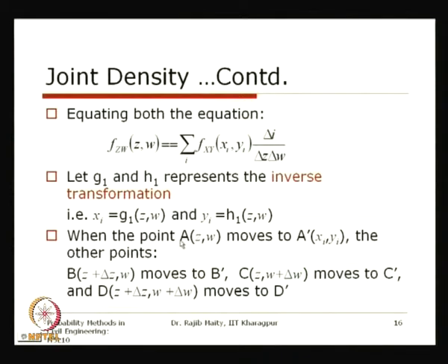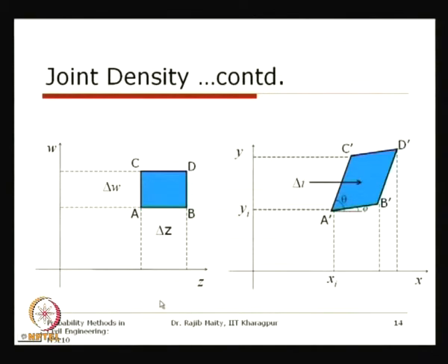When the point A (z, w) moves to this A prime (xi, yi), the other points move as well: B (z plus delta z, w) moves to B prime, and C (z, w plus delta w) moves to C prime, and D. I think it will be better explained from this figure directly. As I was just saying, A has the coordinate (z, w) and is mapped to A prime. Now what is the coordinate of this B?